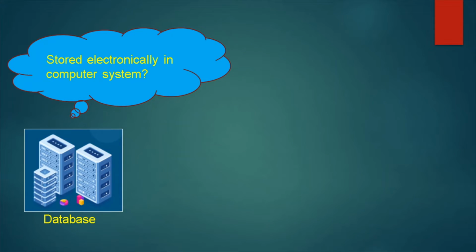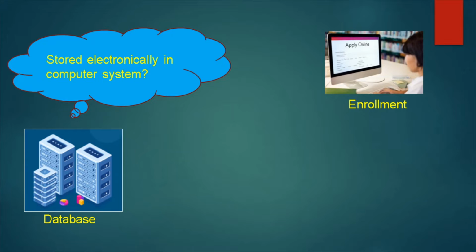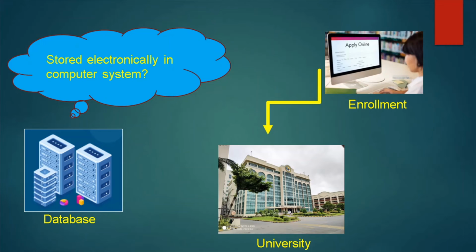Stored electronically in computer system? How? In our example of enrollment process, the student must use computer for online or on-site registration for enrollment, and it will be sent to the chosen university, and the information will now be stored in the university's database.